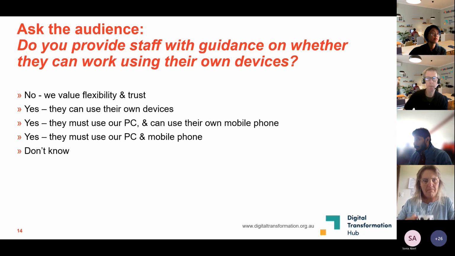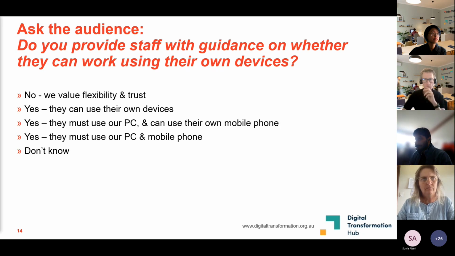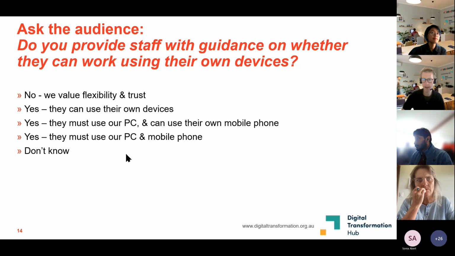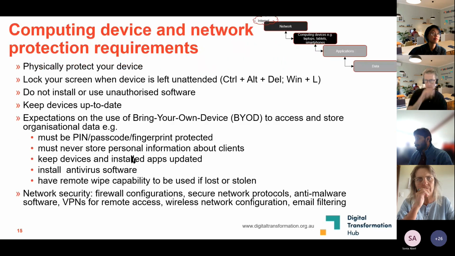22% must use our PC and mobile phone. So that's slightly higher than what we've seen in the past. It's interesting to see that the more we require them to use our devices, the easier it is to control from a security perspective, but there's also a cost impact of that as well. So getting the balance right, there's no one answer for every organization, and getting that balance right is really important.